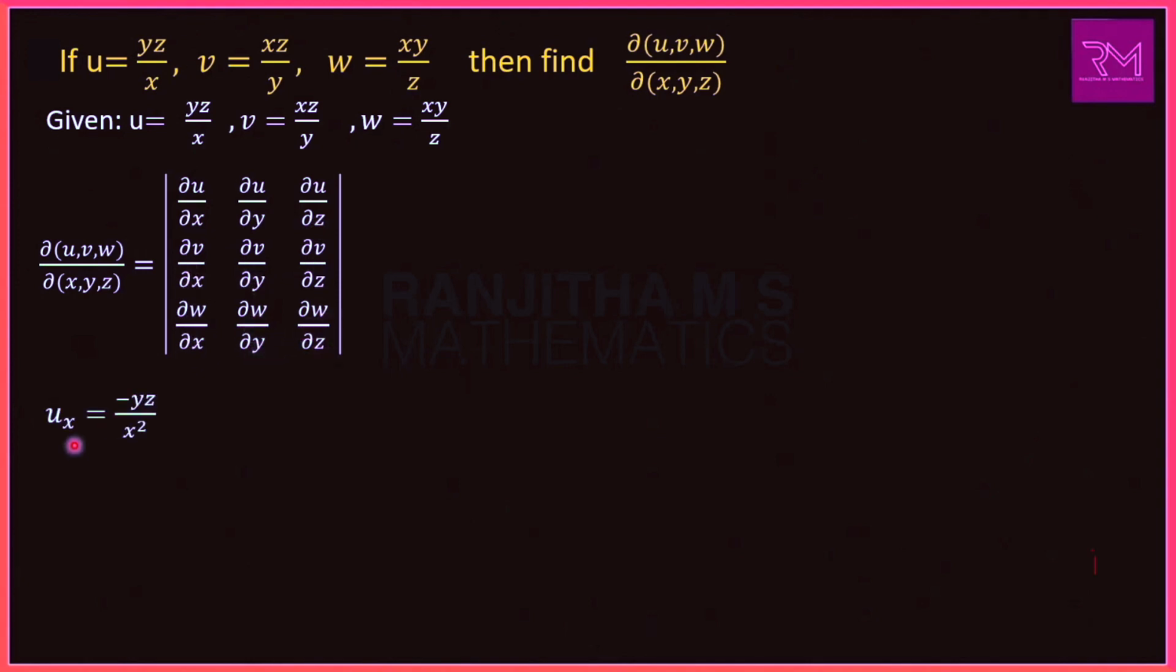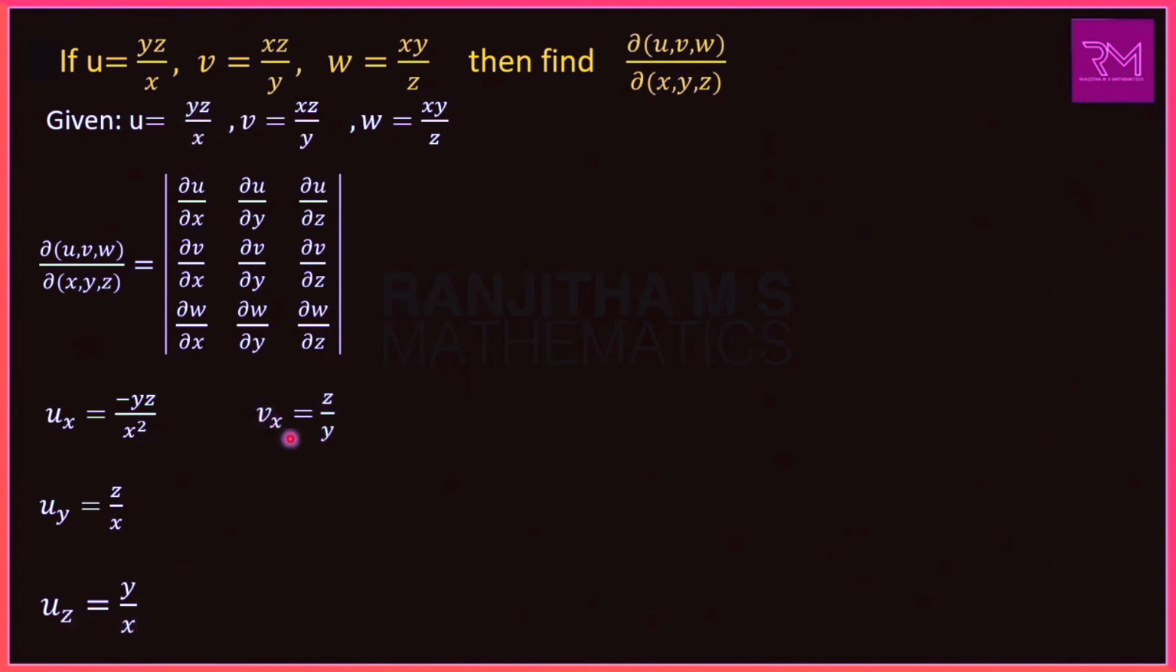First find ux, that is ∂u/∂x, where u is equal to yz by x. We have to treat y and z as constant. So treating yz as constant, the differentiation of 1 by x is minus 1 by x square. Hence we get ux value as minus yz by x square. Similarly uy, that is ∂u/∂y, here we have to treat z and x as constant. Hence we get z by x into differentiation of y, which is 1. Hence we get uy value as z by x. Similarly uz, that is ∂u/∂z, here we have to treat x and y as constant. Hence we get y by x as constant into differentiation of z, which is 1. Hence we get uz value as y by x.